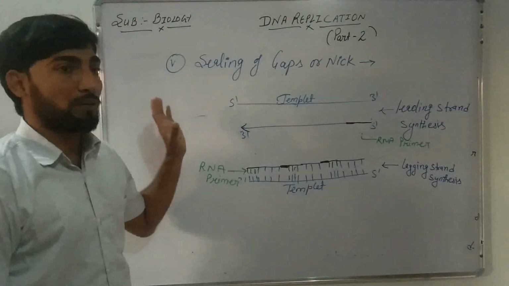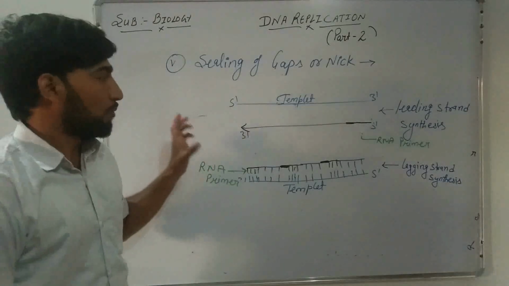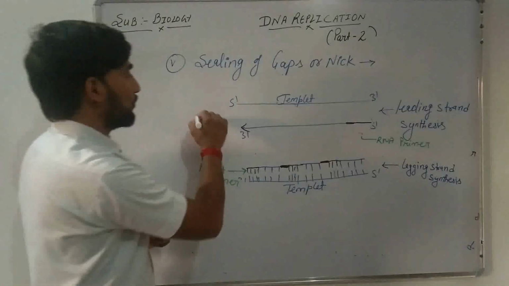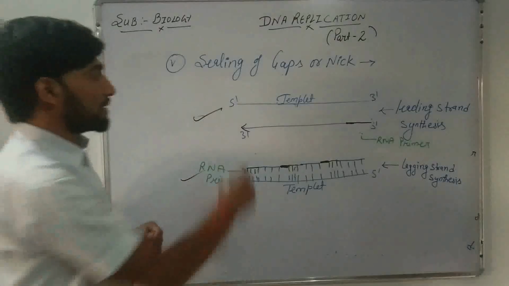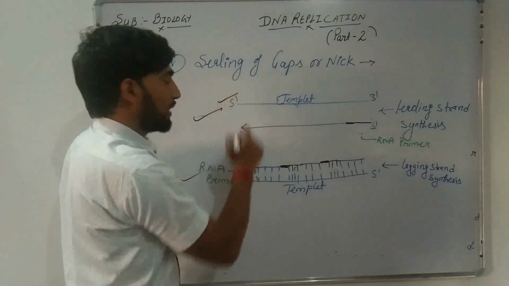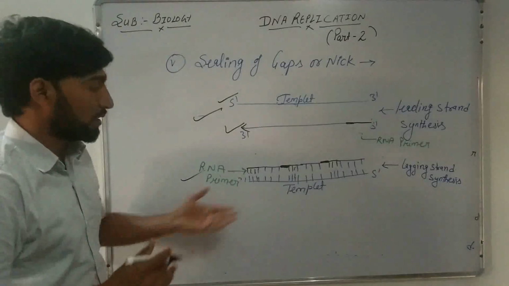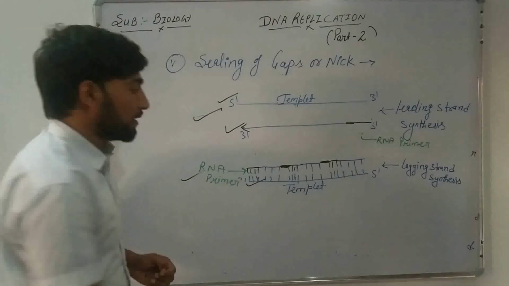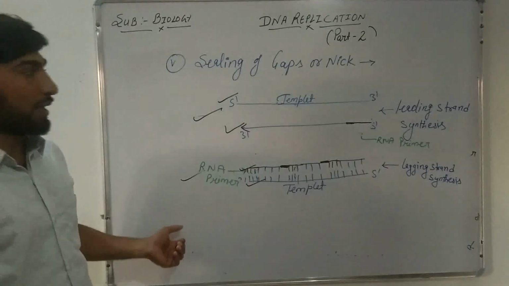So in this way, from two DNA strands, or from a DNA helix, we have resulted in the formation of two new DNA molecules. In these two new DNA molecules, this strand is the template, that is parental, and this strand is the newly synthesized complementary strand. Same is the case here. This is the template or parental strand, and this strand is the newly synthesized complementary strand.